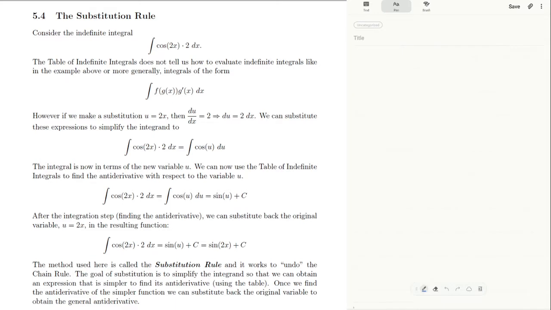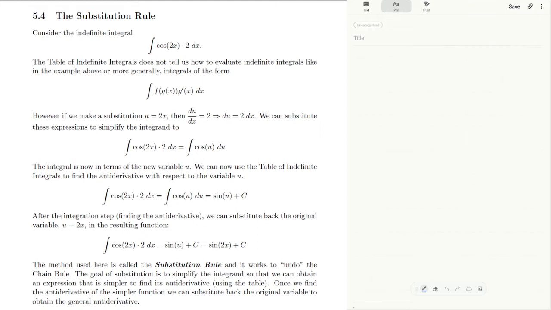Hello everyone, welcome back. In this video, we're going to talk about a technique for evaluating indefinite integrals, which is called the substitution rule. The main goal of substitution is to simplify the integrand so that it is easier to find its antiderivative. So let's consider the example where we have the integral of cos 2x times 2 dx.